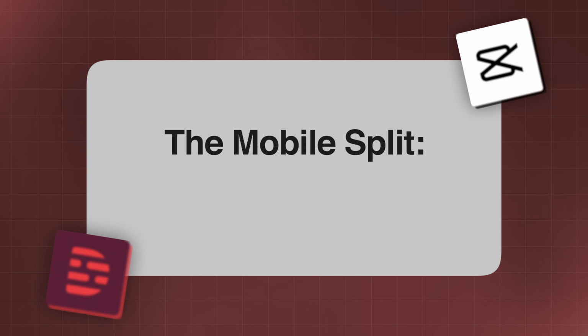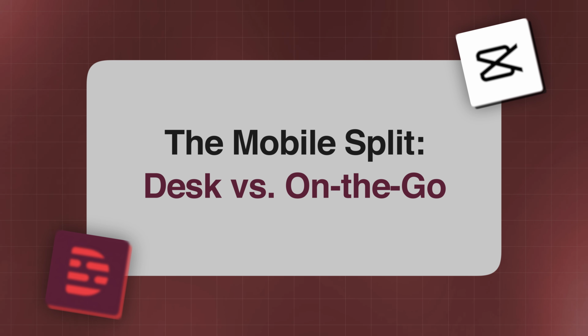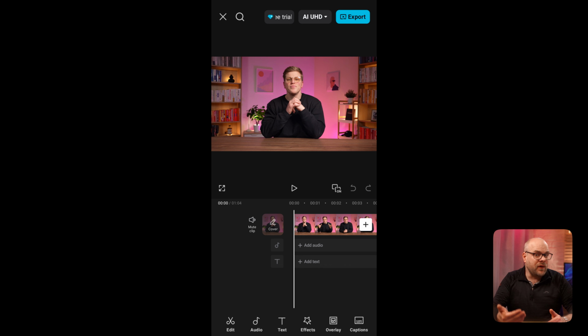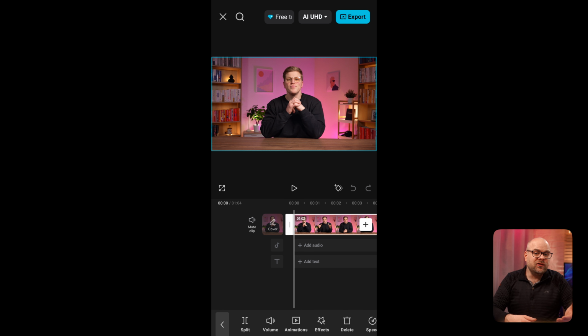The mobile split, desk versus on the go. Descript and CapCut differ slightly when you step away from your computer. CapCut is a mobile-first app. The version you use on your phone is incredibly powerful and often easier to use than the desktop version. You can do almost anything on your phone, from complex animations to detailed color grading. This makes it the best choice for creators who record on their phones and want to post to TikTok or Instagram immediately. Descript is a tool made for a desk and chair.